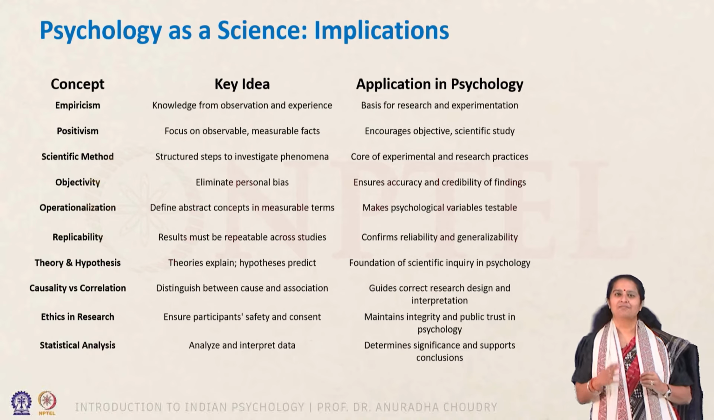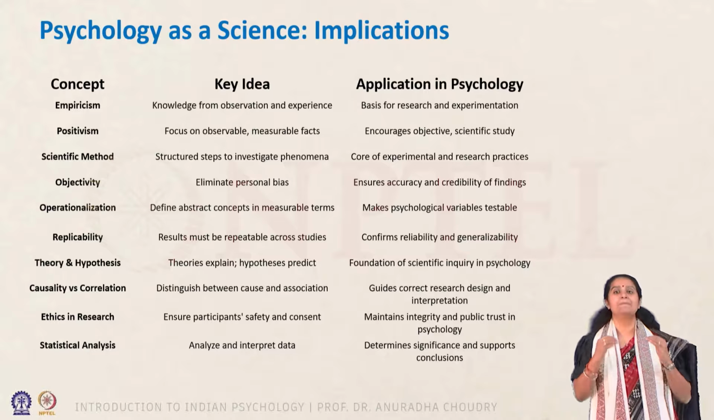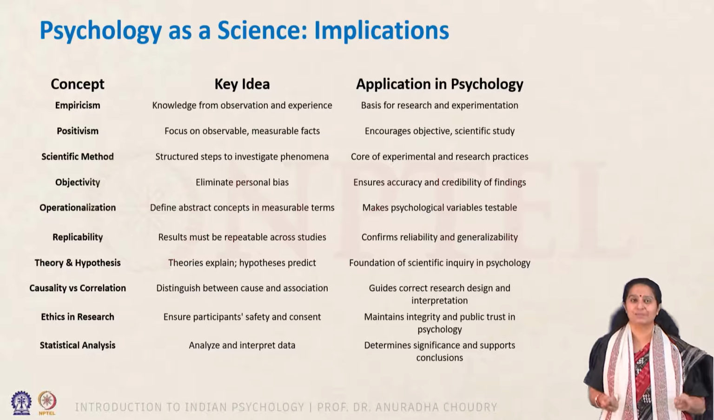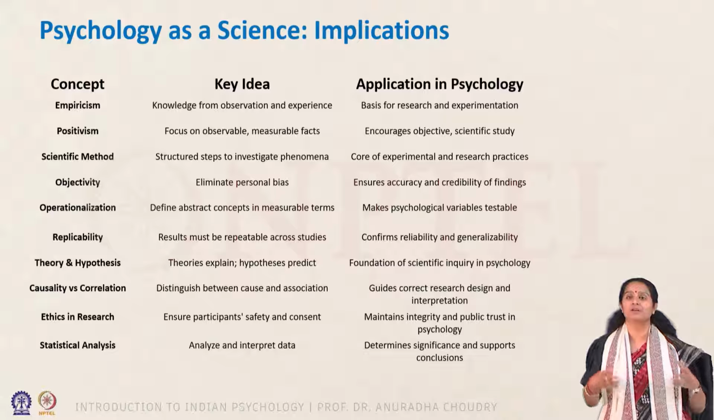Operationalization defines abstract concepts in measurable terms. This makes psychological variables testable. Then there is replicability. So the results must be repeatable across studies. So these are key features of empirical science as we have it today. And this confirms reliability and generalizability.